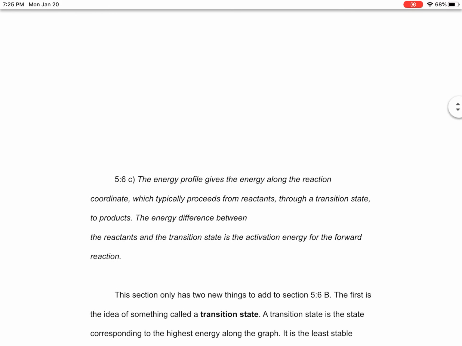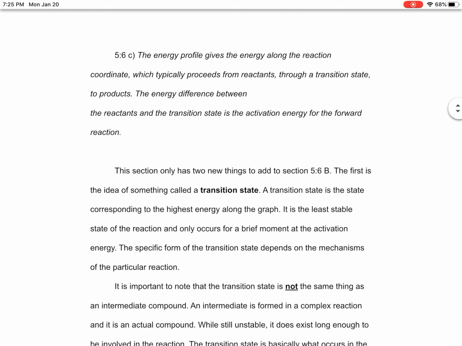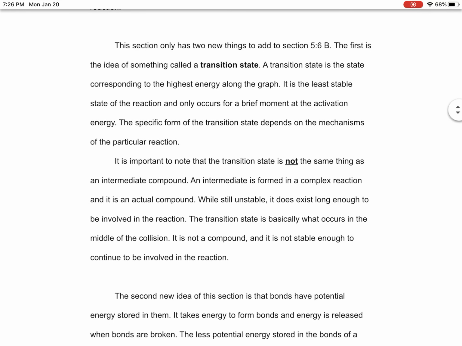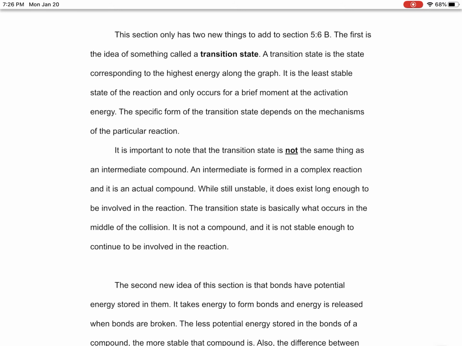Okay, so 5.6c says the energy profile gives the energy along the reaction coordinate, which we just talked about. It says the reaction proceeds through the reactants to the transition state and to the products. The energy difference between the reactants and the transition state is the activation energy. So this section really has only two new things to add to 5.6b, and the first one is that idea of something called a transition state.